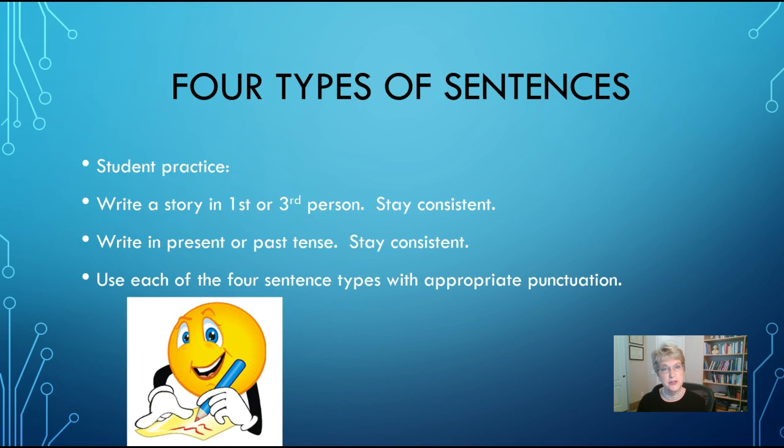So let's have a short student practice. I want you to write a story in first person or third person. I'm going to give you that choice, but I want you to stay consistent. So if you choose first person, you need to stay in first person during the entire story. Same with tense. I'm giving you a choice, write in present tense or past tense, but again, stay consistent. Use each of the 4 sentence types with appropriate punctuation. And I have an example for you.